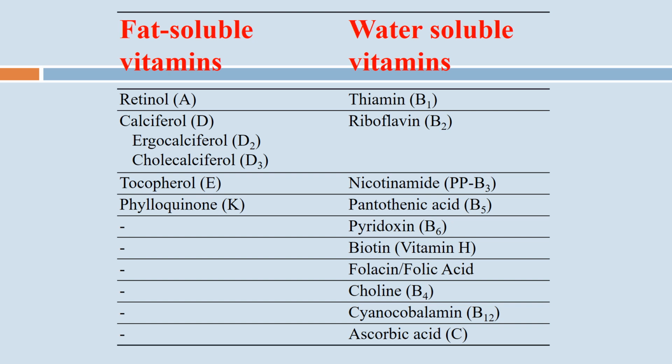Under the water-soluble vitamins, there are two main categories. The one is known as the B complex group. It comprises vitamin B1 thiamine, B2 riboflavin, B3 nicotinamide, pantothenic acid B5, pyridoxine B6, vitamin H biotin, folic acid or folacin, choline, vitamin B4, and cyanocobalamin, vitamin B12. And the second is vitamin C or ascorbic acid. So the B complex group and vitamin C are water soluble vitamins.